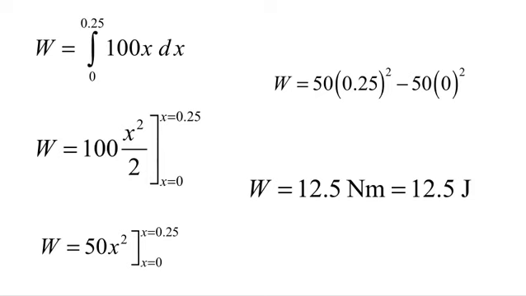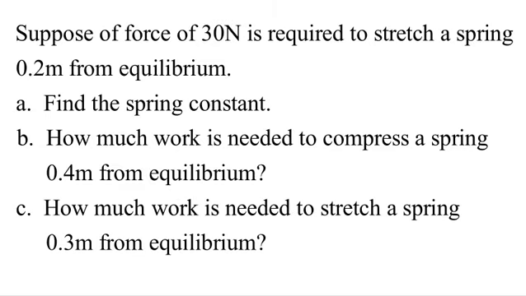So let's take a look at another question. We have a force of 30 newtons required to stretch a spring 0.2 meters from equilibrium. So this is a different spring. It will have a different spring constant. The first thing we need to do is to find that spring constant by using Hooke's law. And then we're going to determine how much work is needed to compress a spring 0.4 meters from equilibrium.